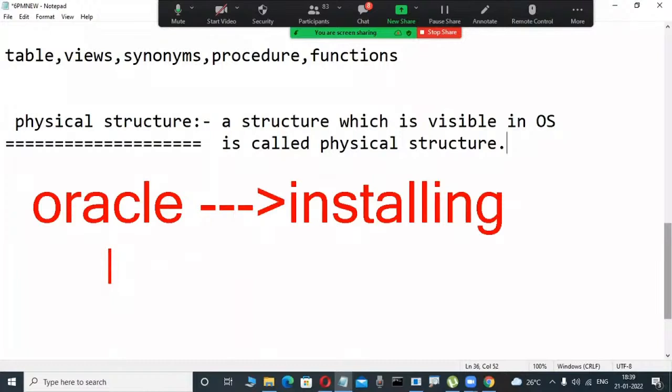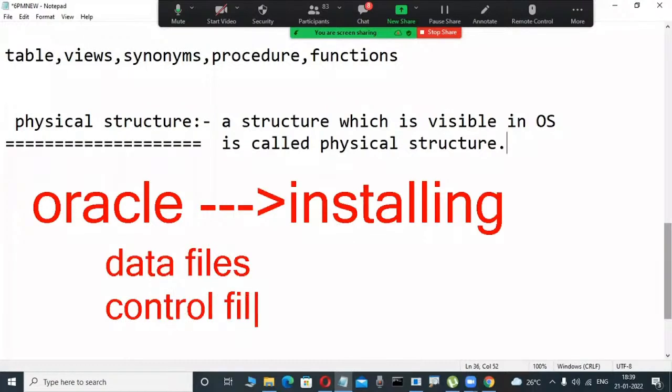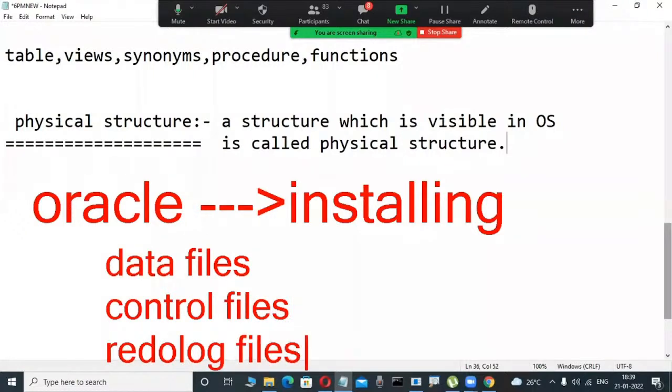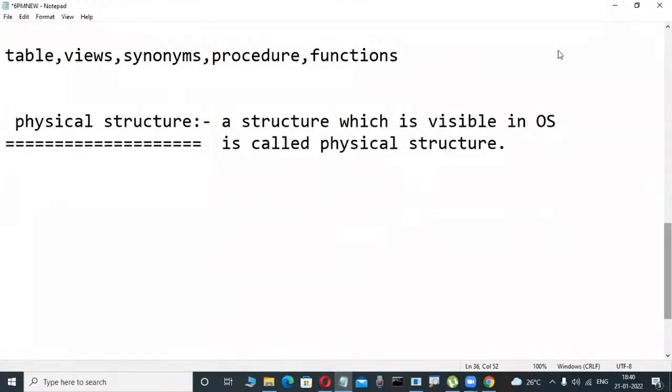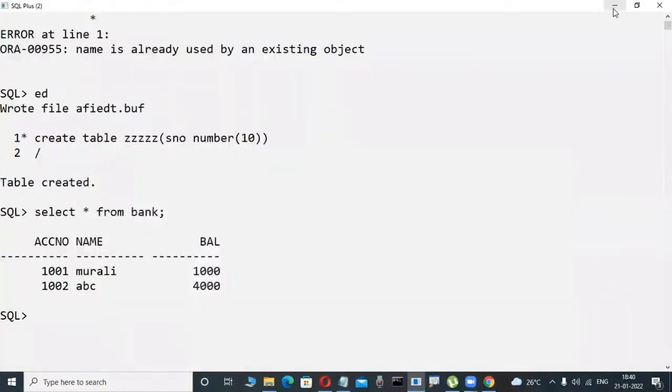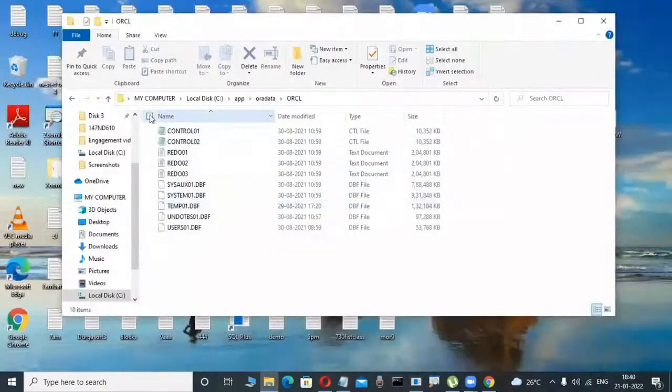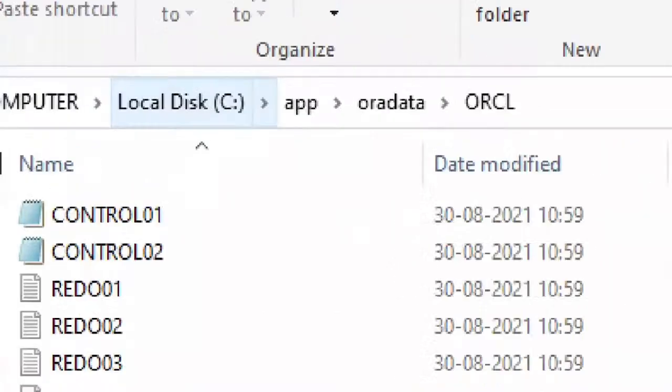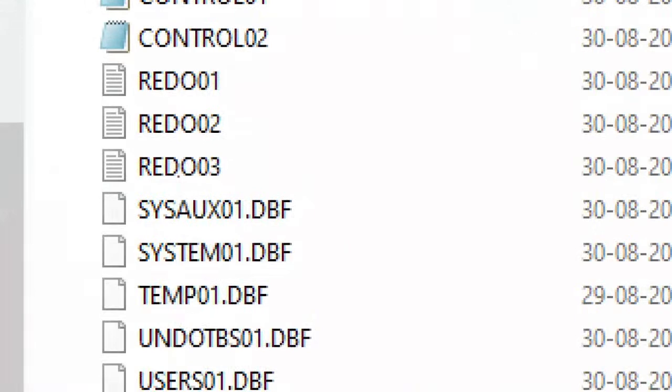Some physical files are called data files, .dbf files. Control files are created, and redo log files are also created. You don't have an idea about these things yet; in the future, in the DBA concept, I'm giving just a rough introduction in our course. Observe here, whenever I'm installing Oracle software, automatically some files are created in the disk. In the C drive, D drive, some files are created here.